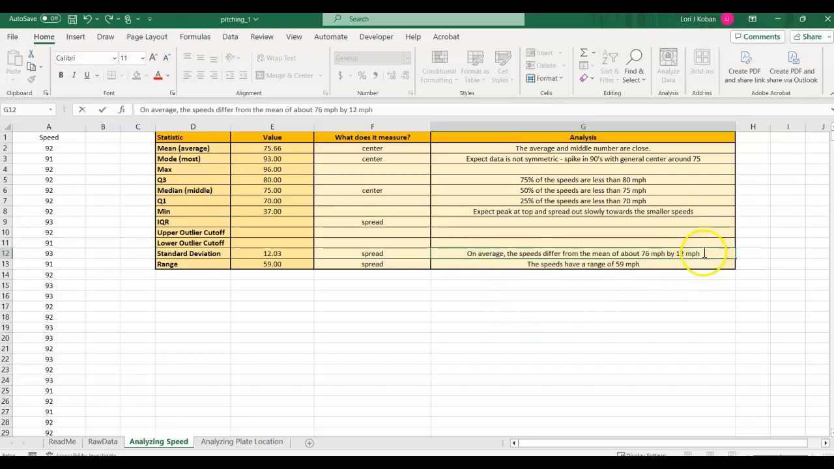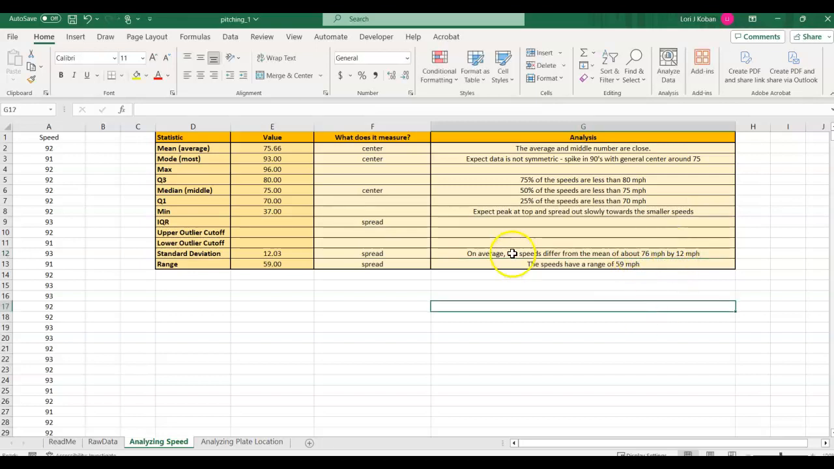So a lot of the speeds will be within one standard deviation of the mean, between 64 and 88 miles per hour. And so that's what the standard deviation is measuring, how spread out the data set is as far as how it compares to the mean. So on average, the average distance from the mean is 12 miles per hour, but there's a total of 59 miles per hour of difference.